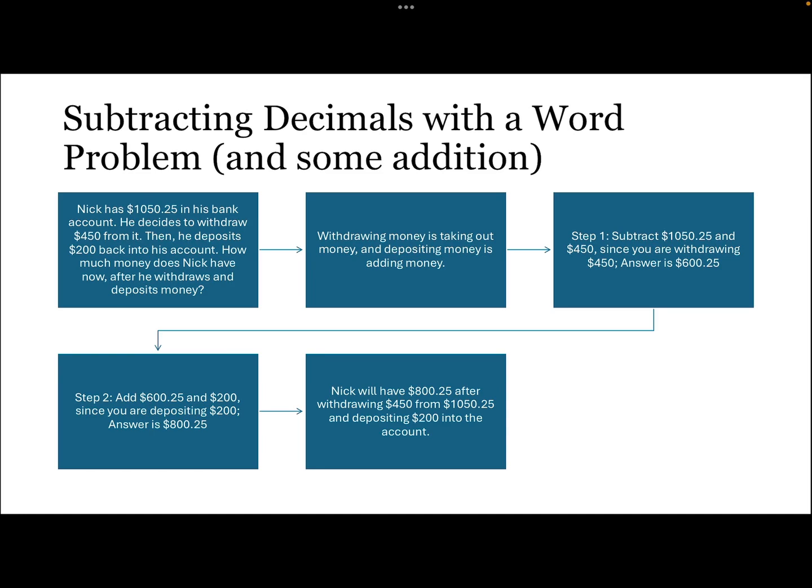Step 1. Since you subtract $1,050.25 and $450, you are withdrawing $450. Your answer will be $600.25. Add $600.25 and $200 since you are depositing $200. Your answer will be $800.25. Nick will have $800.25 after withdrawing $450 from $1,050.25 and depositing $200 into the account.